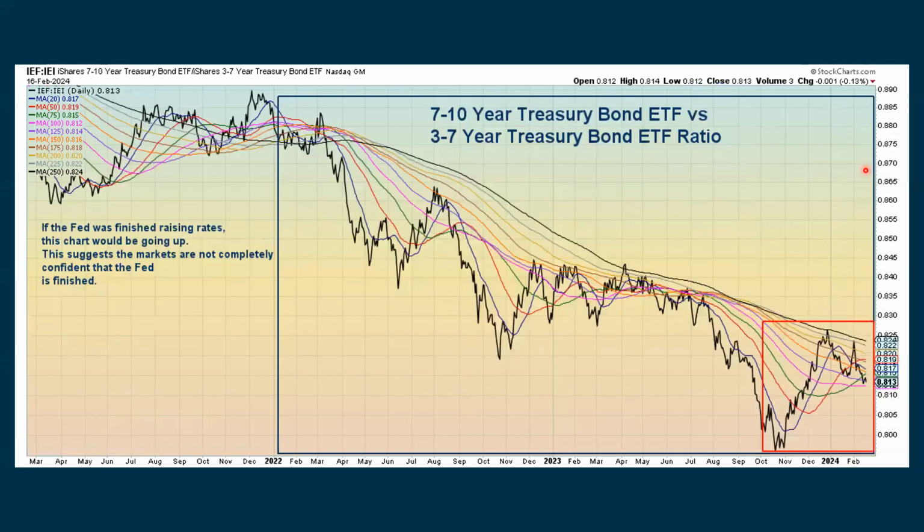Here's an inverse of that same chart. When this was going up, that means that there was uncertainty, and now it's starting to go back down. I'm sorry, there was more surety here. There's more uncertainty right now.